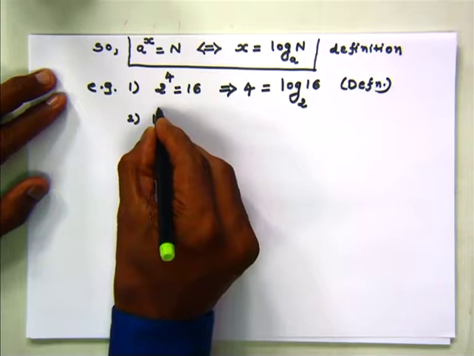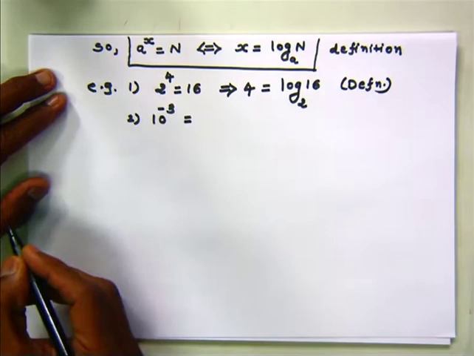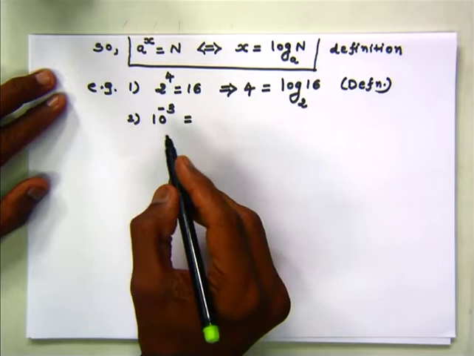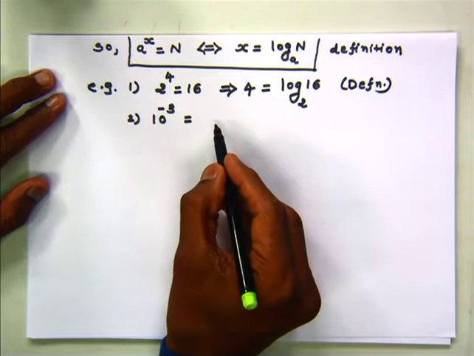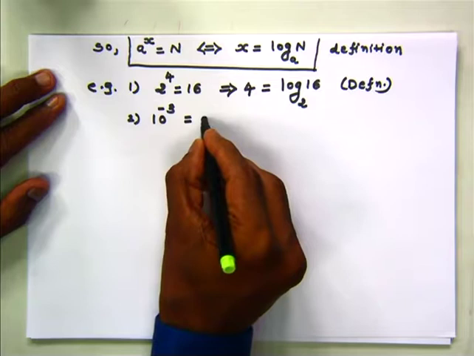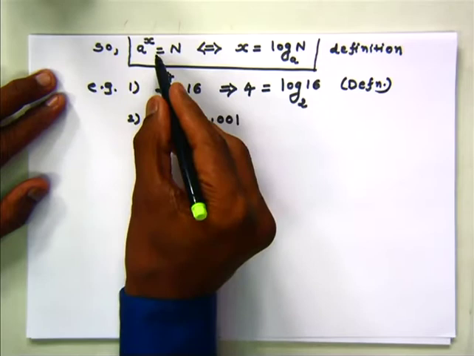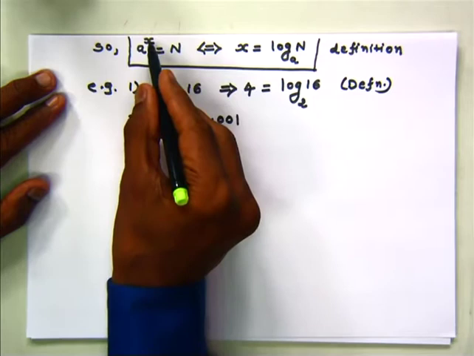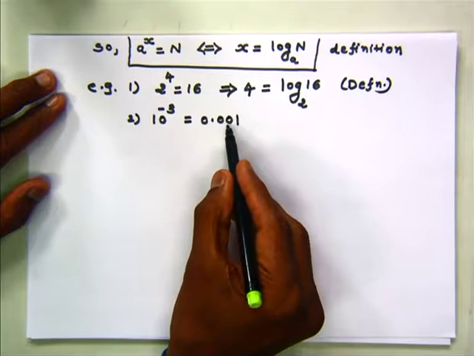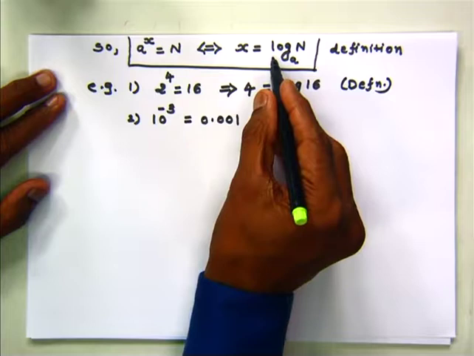Let me say 10 to the power minus 3, indices. 10 to the power minus 3 is 1 upon 10 raised to 3, the result is 1 upon 1000, that is 0.001, as we all know. Compare with the definition. That is our a, x is minus 3, n is 0.001. We are using the definition.